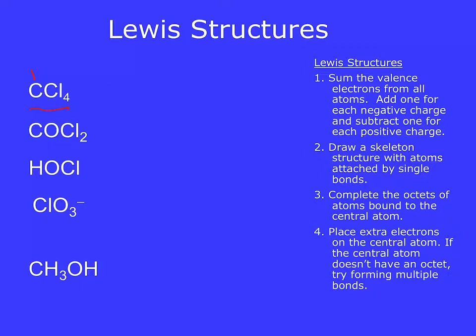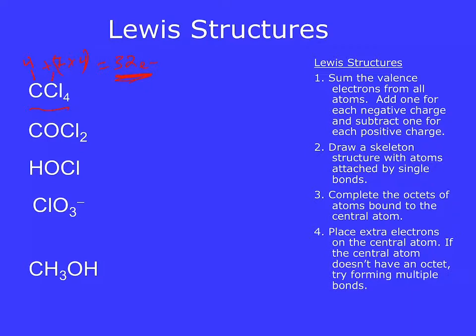So carbon has 4 valence electrons, and chlorine has 7. So notice that we have 4 chlorines, so we need to multiply this times 4. So we end up with a total of what? We have 28 plus 4, so we'll add these together, a total of 32 electrons. Okay, so you're not going to go beyond that 32 electrons for this structure. That's the total valence electrons for this compound, for this molecule.